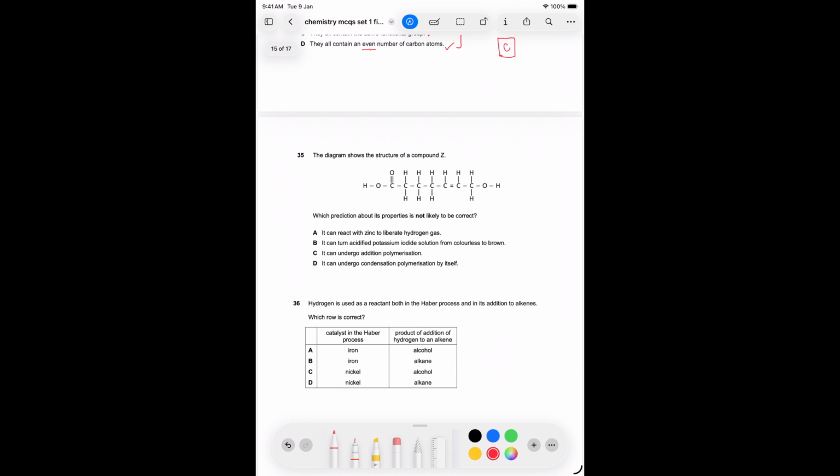35. So you have compound Z. Which prediction about its property is not likely to be correct? So you're looking for which one is wrong. Take a look. This has a COOH, it's a carboxylic acid. It has a CC double bond, which is an alkene, and then you have OH, which is alcohol.